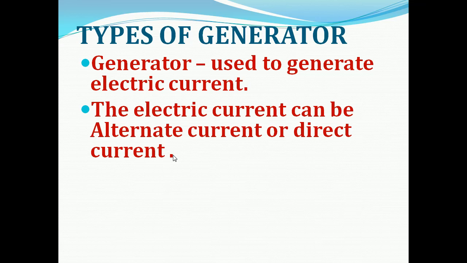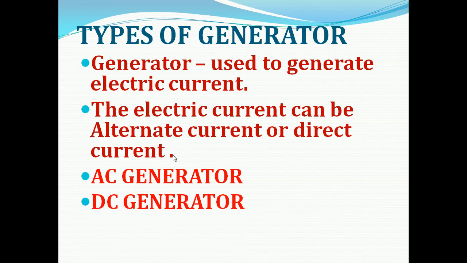Based on alternating current and direct current, generators can be classified into two types. They are the AC generator and the DC generator. The generator which produces alternating current is the AC generator, and the one which produces direct current is the DC generator.